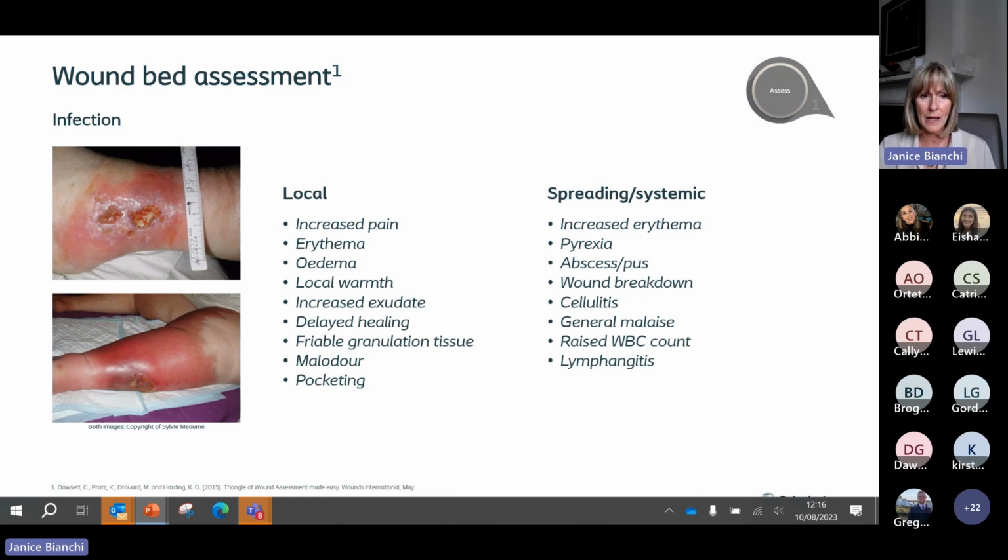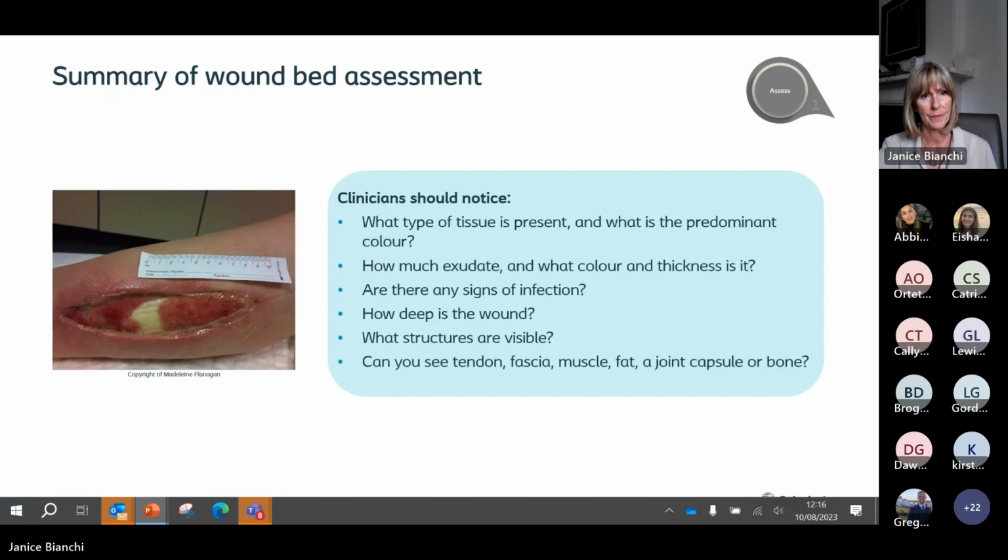And then a spreading infection, which you're seeing in this second picture, which is quite a nasty spreading infection, there's increased redness or erythema. The person will be unwell. They'll feel unwell. They'll have a pyrexia. There will be perhaps abscess or pus. There'll be a lot of pain. And well, what we're seeing here is a cellulitis, and the wound can break down quite rapidly when there is a spreading infection.